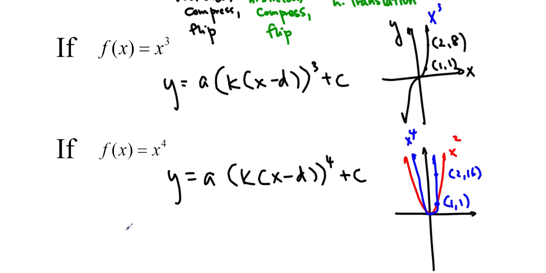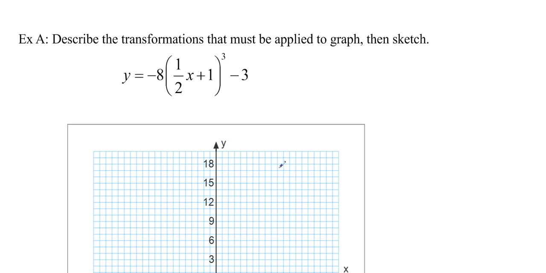Okay, so we're going to be working with these two graphs, x cubed and x to the 4, and we're going to be transforming those like we would any regular graph. So before we do this, we want to make sure that we have the inside factored, and if it's not, then we have to do it.